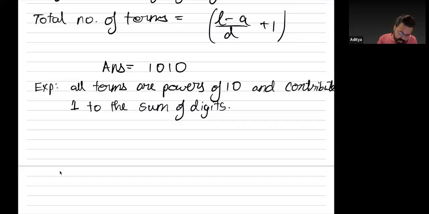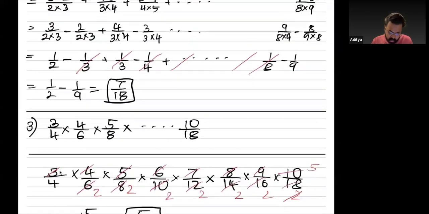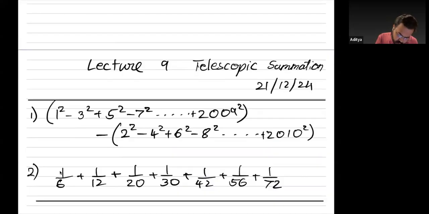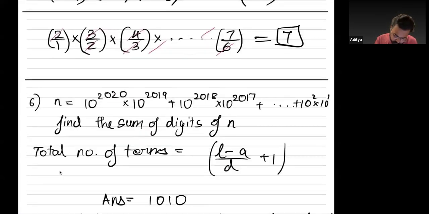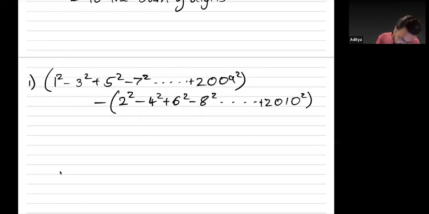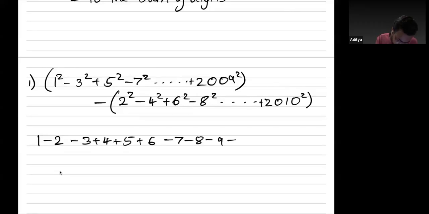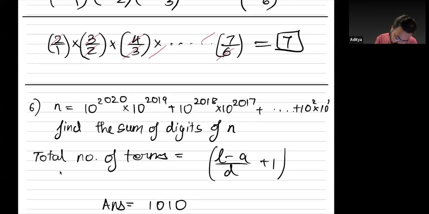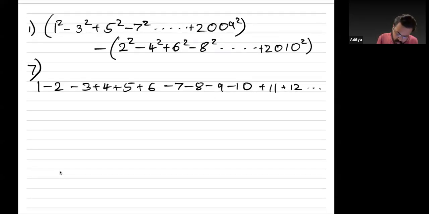Now we'll do something that actually gets you closer to the answer of question 1. Okay. Question 1, I'll bring it down. This is still remaining to be solved. Try this question. Evaluate 1 minus 2 minus 3 plus 4 plus 5 plus 6 minus 7 minus 8 minus 9 minus 10 and then plus 11 plus 12 and so on. This is question number 7. I hope you are able to understand.